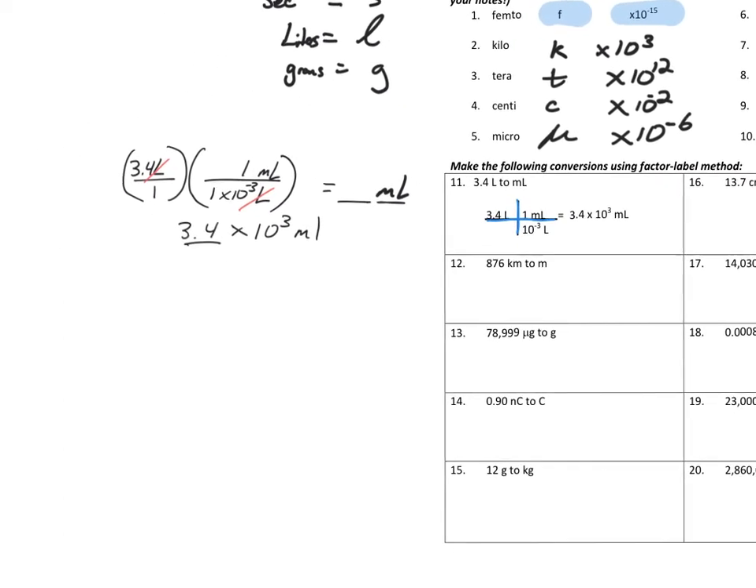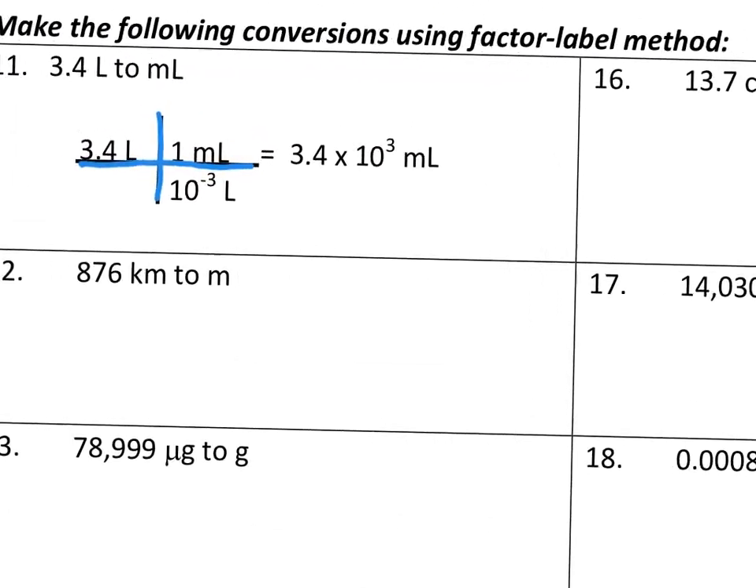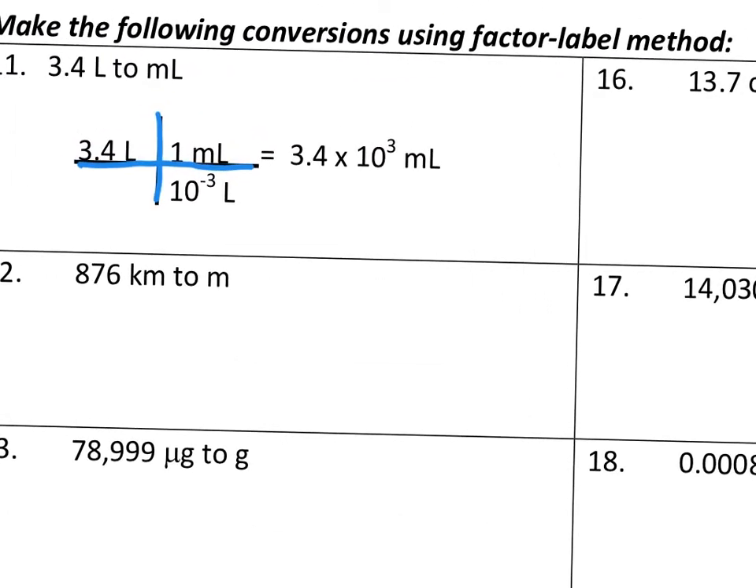Now, instead of doing the brackets, they like to do it this way, which is the same thing. It's not that big a difference. The liters cancel, milliliters are left. This line means dividing by a negative exponent. You add the exponents. There are no exponents here, so that's 0. 0 minus negative 3 is plus 3. So it's 3.4 times 10 to the third power milliliters. It's just that simple. This is what I just did.